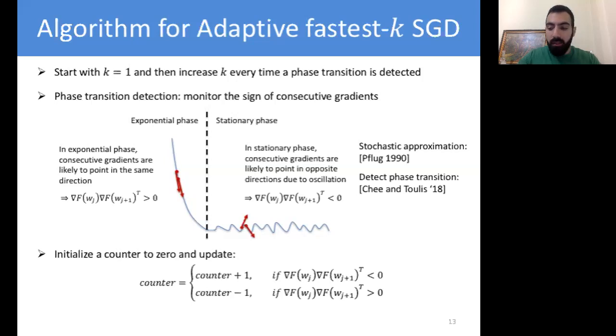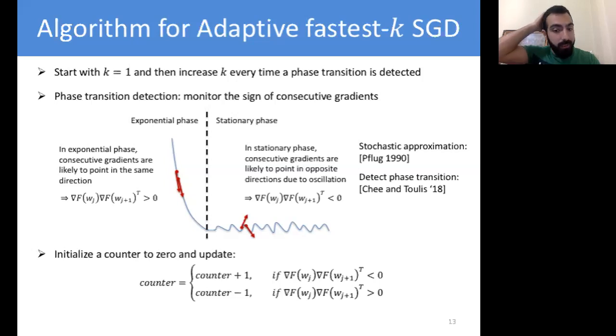What we do is we monitor the sign of consecutive gradients by counting the number of times the dot product is positive and the number of times it's negative. Namely, we initialize a counter and update it throughout the runtime of the algorithm, where we increment the counter by 1 if the product is positive and decrement it by 1 when it's negative.